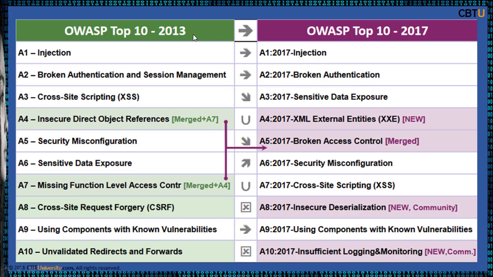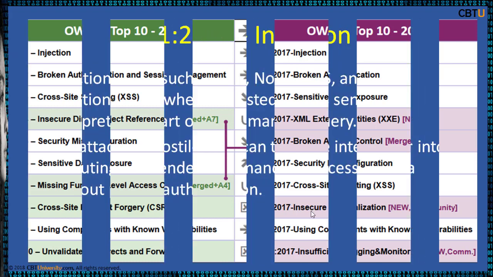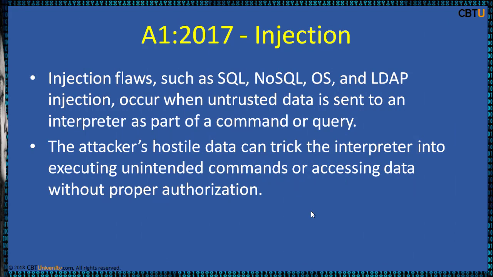These are the top 10 risks identified in 2017. This is compared against the list in 2013. Injection flaws such as SQL, NoSQL, operating system, and LDAP injection occur when untrusted data is sent to an interpreter as part of a command or query. The attacker's hostile data can trick the interpreter into executing unintended commands or accessing data without proper authorization.